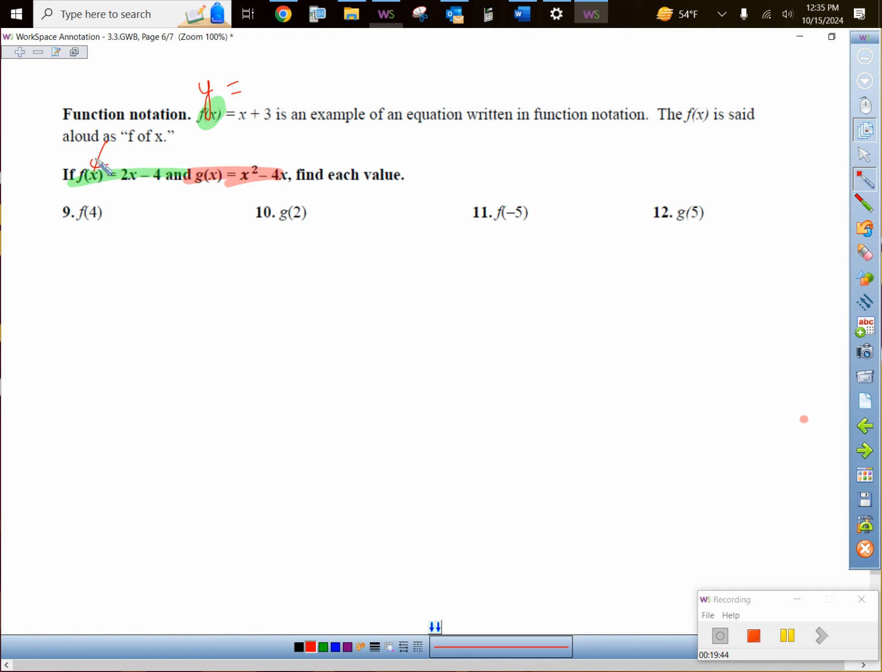We'll say it once. I'll say it. You say it. This is said f of x. How do you say it? Thank you.